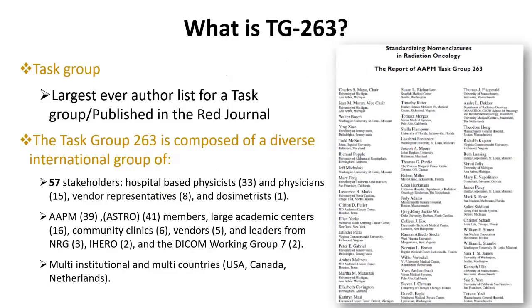So what is TG263? TG263 is the largest ever author list for a task group published in the Red Journal. And you can see a huge list of participants in this group. It's composed of a diverse international group: 57 stakeholders, 33 hospital-based physicists, 15 physicians, 8 vendor representatives, and 1 dosimetrist. It consists of the major organizations, AAPM, ASTRO, all these people are there. It's multi-institutional and multi-country. It has people from the USA, Canada, and the Netherlands. So it's really a very huge work.